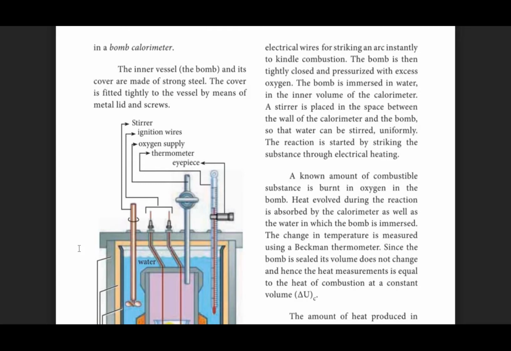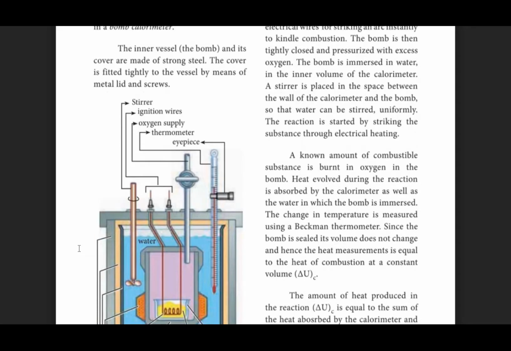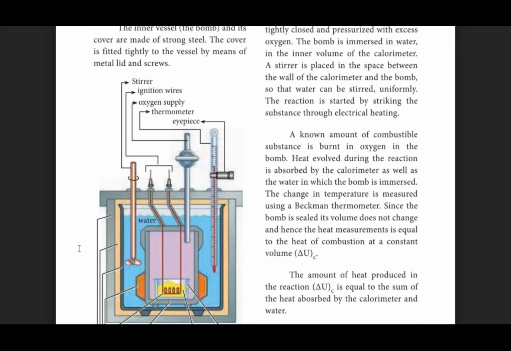The bomb is then tightly closed and pressurized with excess oxygen. The bomb is immersed in water in the inner volume of the calorimeter. A stirrer is placed between the wall of the calorimeter and the bomb so that the water can be stirred uniformly. The reaction is started by igniting the substance through electrical heating. A known amount of combustible substance is burnt in oxygen in the bomb. Heat evolved during the reaction is absorbed by the calorimeter as well as the water in which the bomb is immersed. The change in the temperature is measured using the Beckmann thermometer.